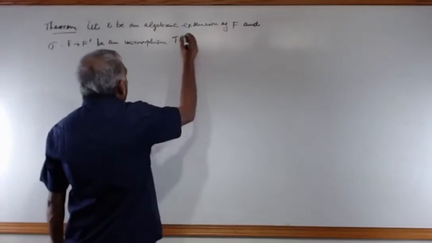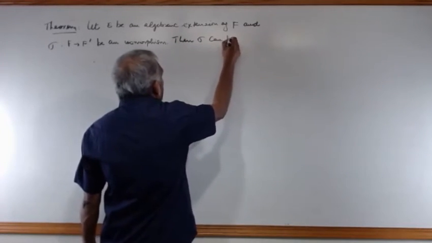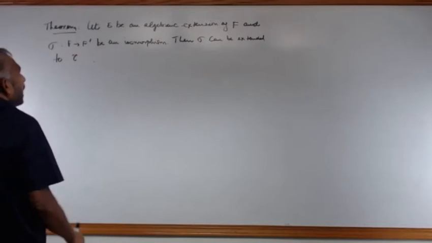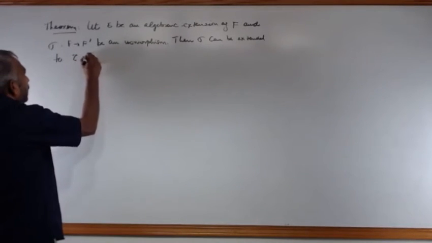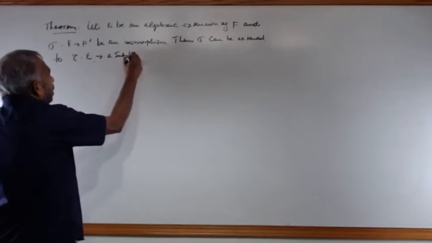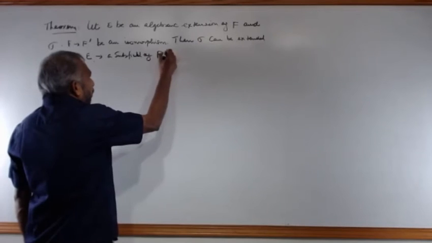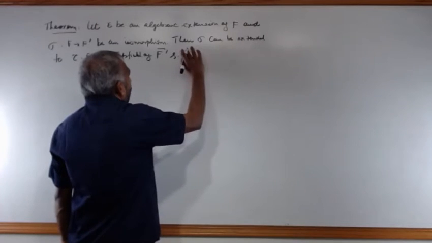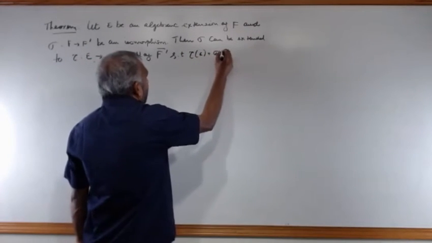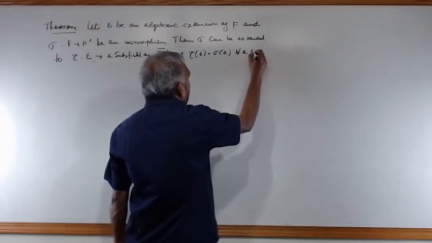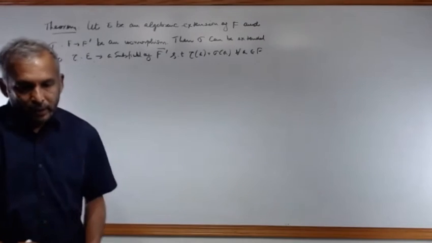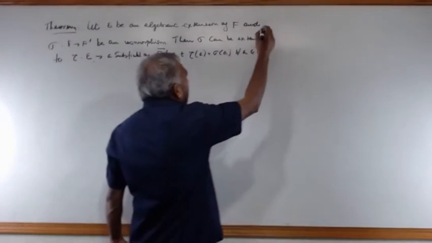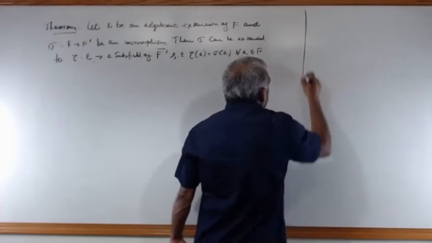Then sigma can be extended to another isomorphism tau from E to a subfield of F prime closure such that tau of A is equal to sigma of A for all A in F. So this is the theorem we stated in an earlier session. So we are going to prove this theorem.